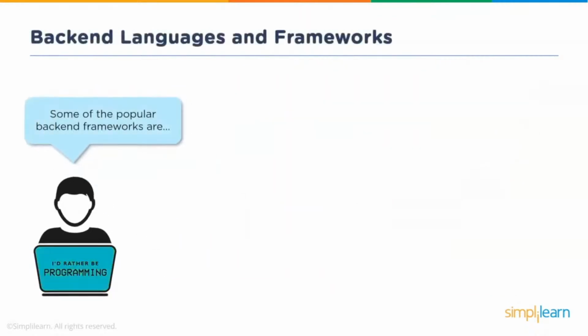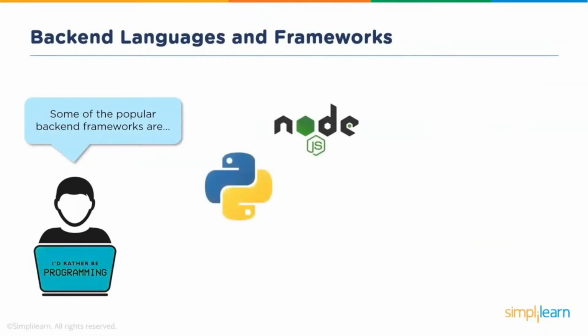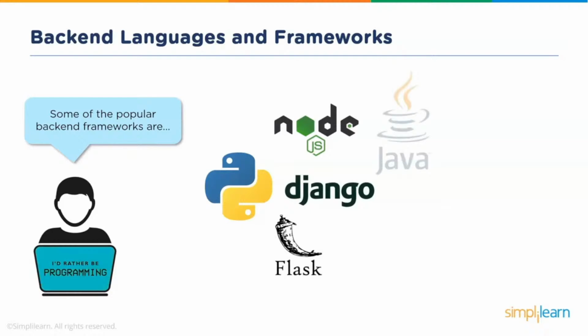So now let's have a look at some backend languages and frameworks. Firstly, we have Node. Node and Express.js are packages provided by JavaScript. Then there's Python, which is a very popularly used language. Python frameworks like Django and Flask are popularly used to create the backend of applications.